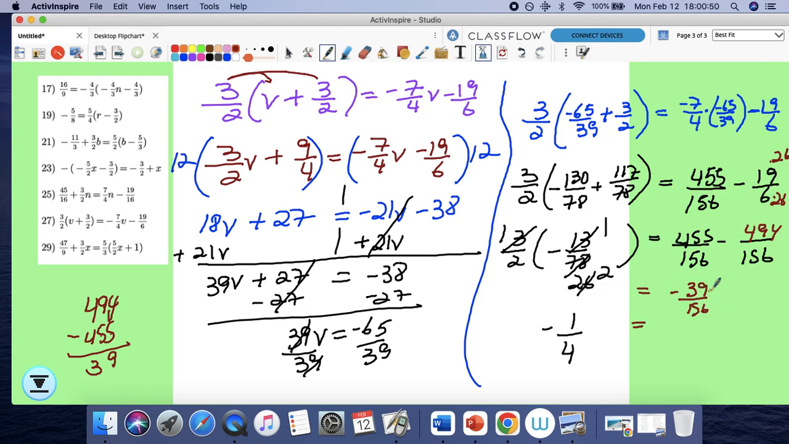9 and 3 is 12, so that's divisible by 3. 1, 5, and 6 is 12, so that's also divisible by 3. 39, 78. So actually, they're both divisible by 39. If I divide the top by 39, I get 1. If I divide the bottom by 39, I get 4. Look, negative 1 over 4 equals negative 1 over 4. All right, at least I found a mistake, so this one is good.